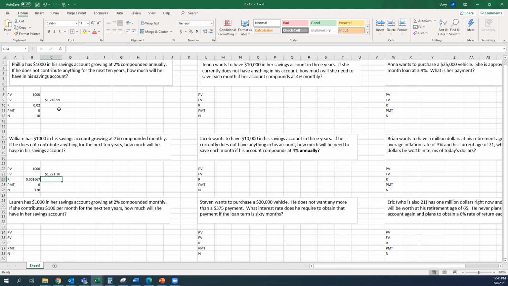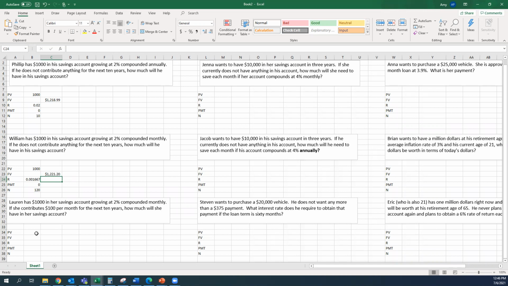$1,221.20. So if we look up here, if we took it compounded annually, we're going to get roughly $219. And if we do it monthly, we're going to get $221. So remember, the more compounding periods that you have, that's going to be your compound interest, which is going to build interest on interest, which is why you're going to have more money if you are compounding monthly compared to compounding annually.